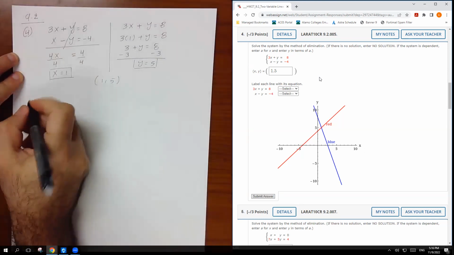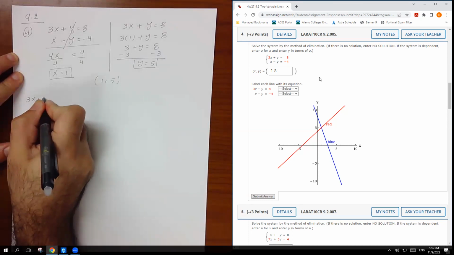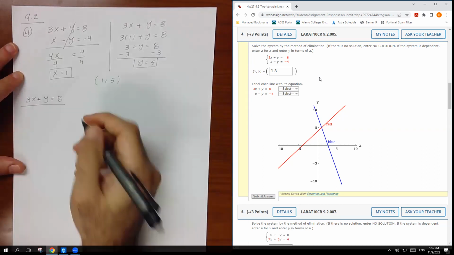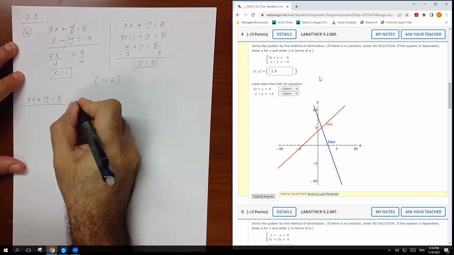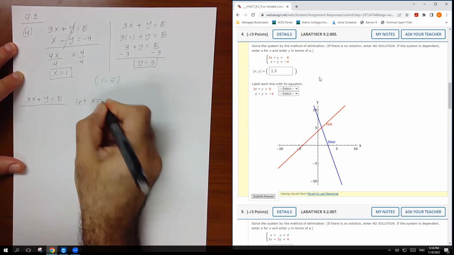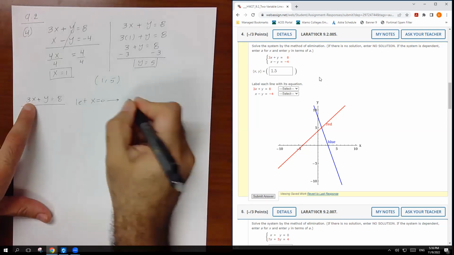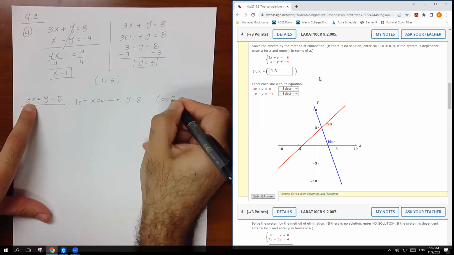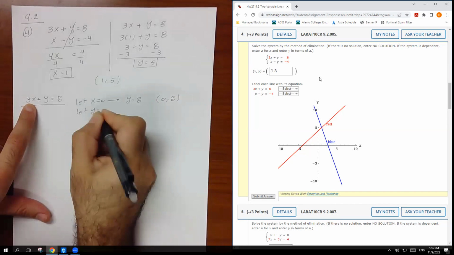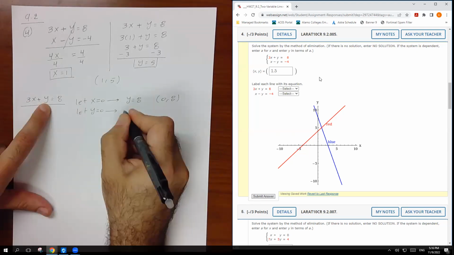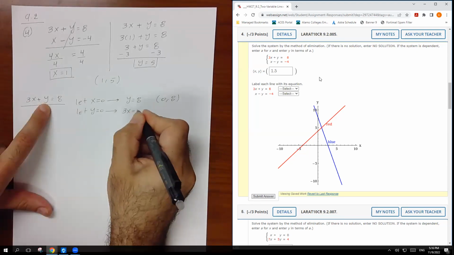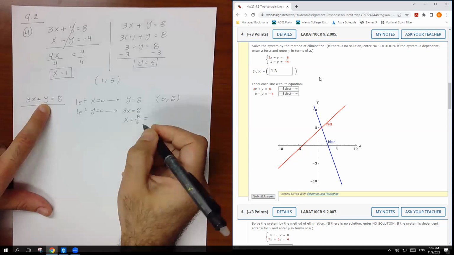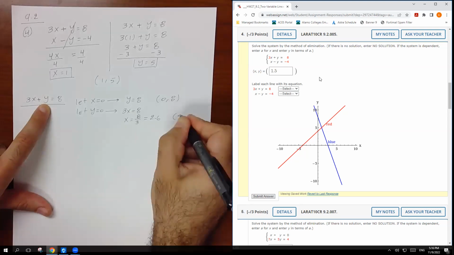So let's graph the first one, which is 3x plus y equal 8. How are we going to graph this one? It's a linear equation with two variables, so I'm going to find the intercepts. I'm going to let x equal 0. Plug in x = 0, that means y is going to be 8. So the point is (0, 8). I'm going to let y equal 0. So now y equals 0, that means 3x is going to be equal to 8. So x is going to be 8 over 3, which is about 2.6. That means (2.6, 0).